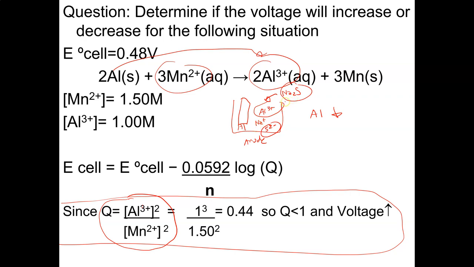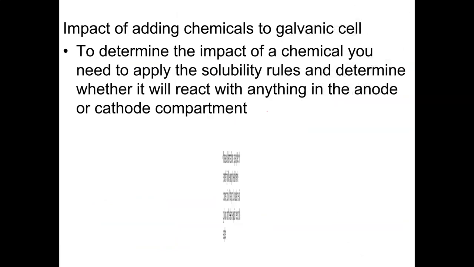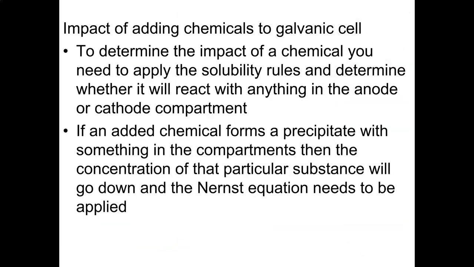And it's going to be based on solubility rules, guys. So just make sure you think about solubility rules when you think about adding chemicals to a situation. If an added chemical forms a precipitate with something in the compartments, then the concentration of that particular substance will go down. Nernst equation needs to be applied. So when they're adding chemicals to your galvanic cell, it's a Nernst equation scenario based on solubility rules. So you see the combos coming out of nowhere?